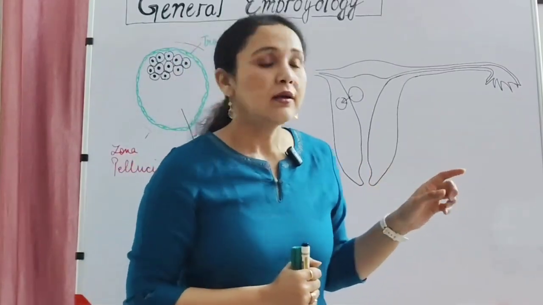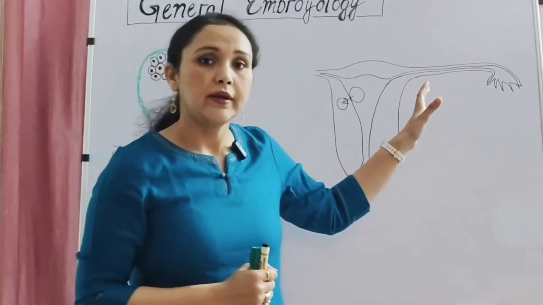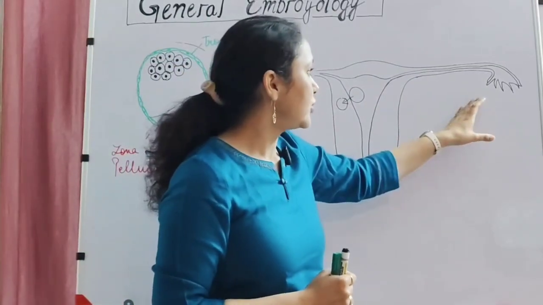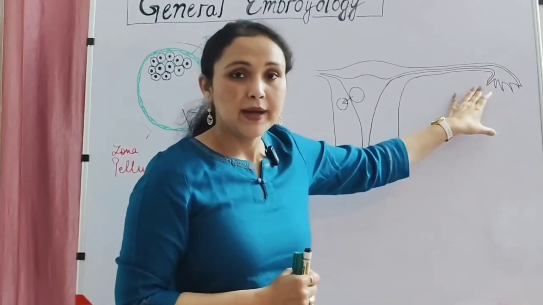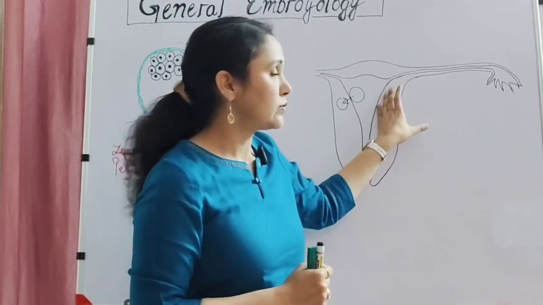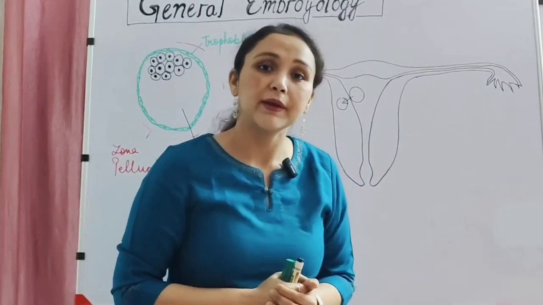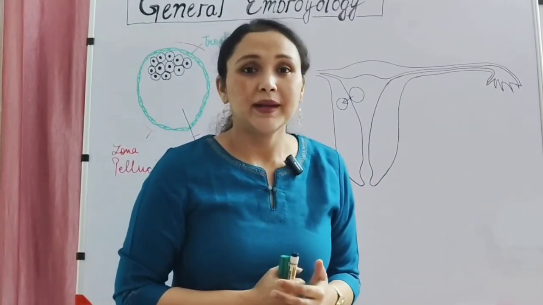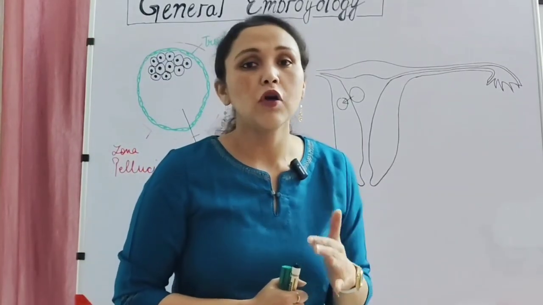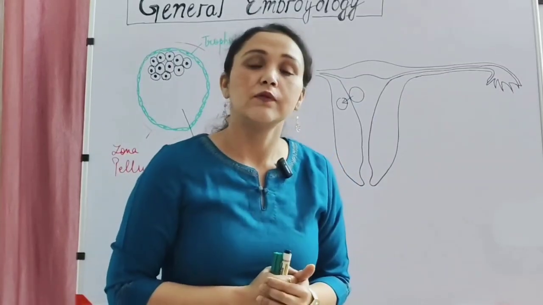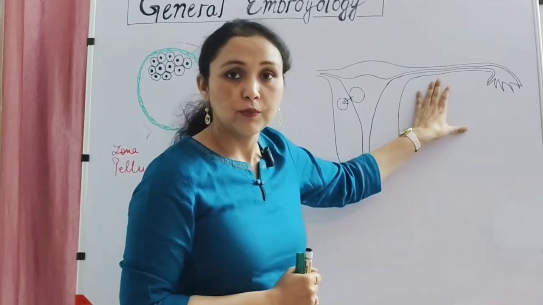Now zona pellucida, which was around this entire structure till now, what was the main role of it? It was preventing the implantation from occurring anywhere in this route. Right? What happens if implantation occurs anywhere else? That condition is known as ectopic pregnancy. There can be abdominal ectopic pregnancy. There can be the most common one, that is the tubal. In 95% of the cases, implantation occurs in the fallopian tube.